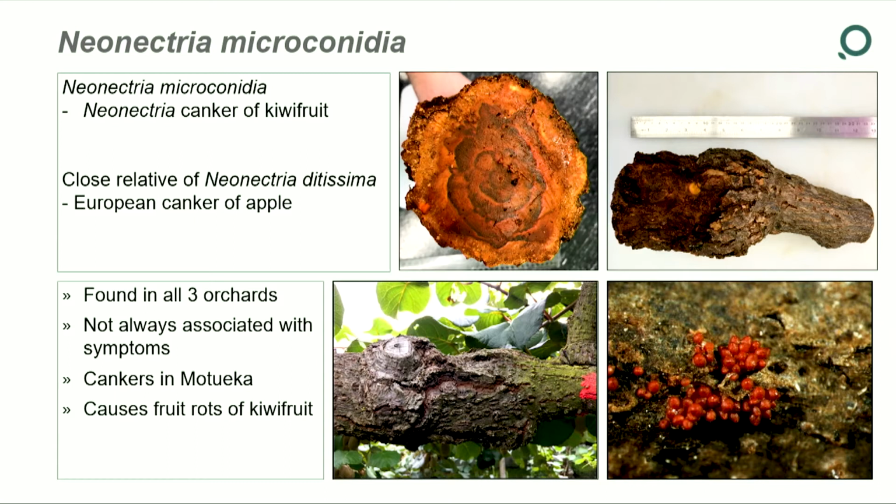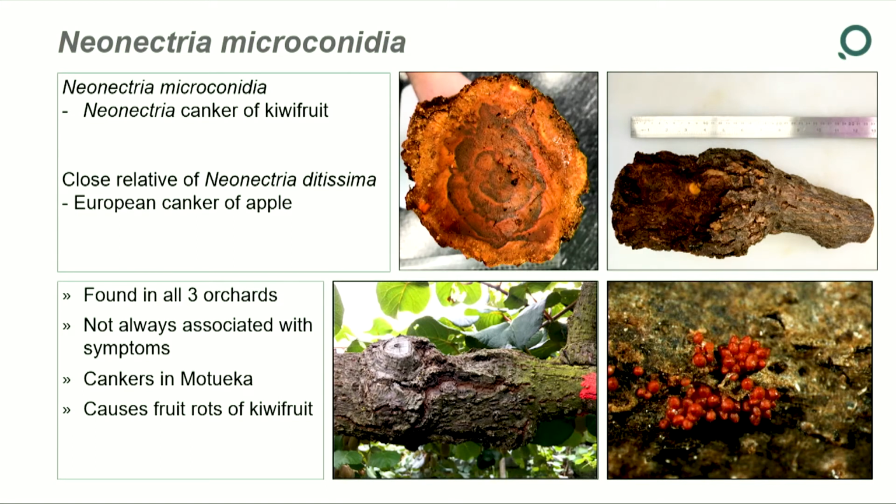Now, just a little bit about these pictures here. The bottom left one there, that's one of the cankers from down in Motueka. These lovely red blobs are perithecia that were found in one of those cankers, and that's one of the spore-forming structures that you see with this organism.